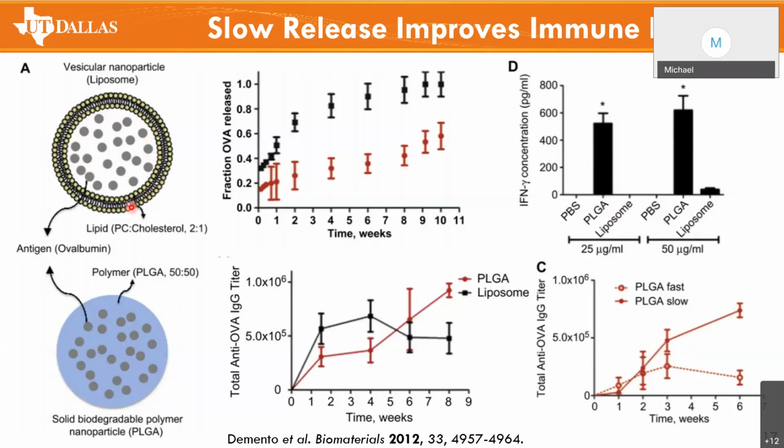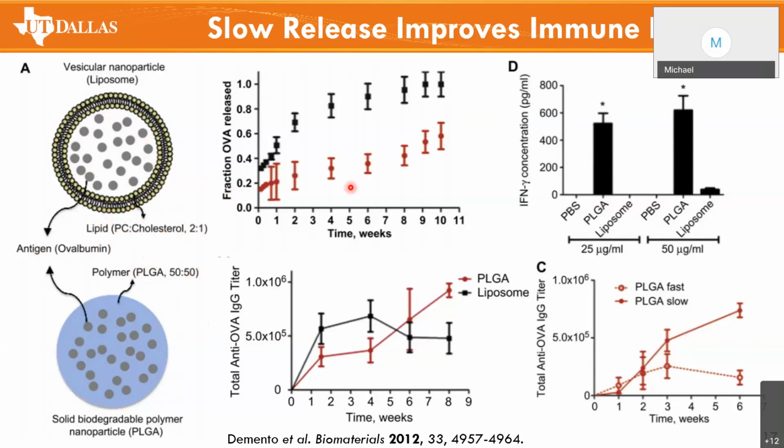So what they did was for the lipid, they used PC and cholesterol at 2:1, and they looked at PLGA at a 50-50 co-block polymer, and they made both these nanoparticles at 200 nanometers in size. Their antigen that they looked at is ovalbumin.